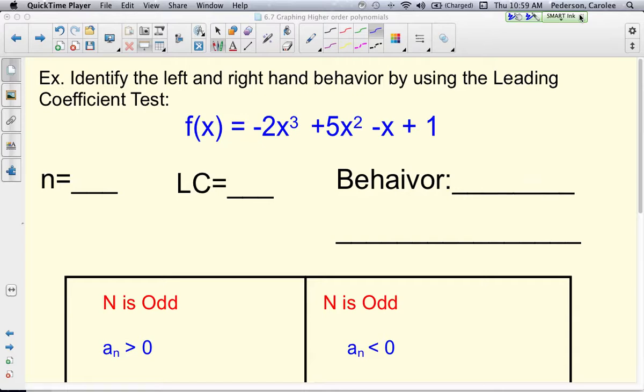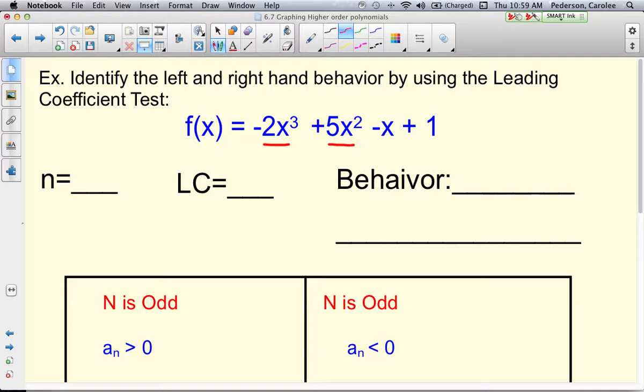So the first thing we need to do is identify, is the degree even or odd? So we look and make sure that our polynomial is in standard form, which it is. It has an x cubed, it has an x squared, it has an x and a constant. So we're looking only at the first term. And our degree is 3. So that tells me I have an odd number.